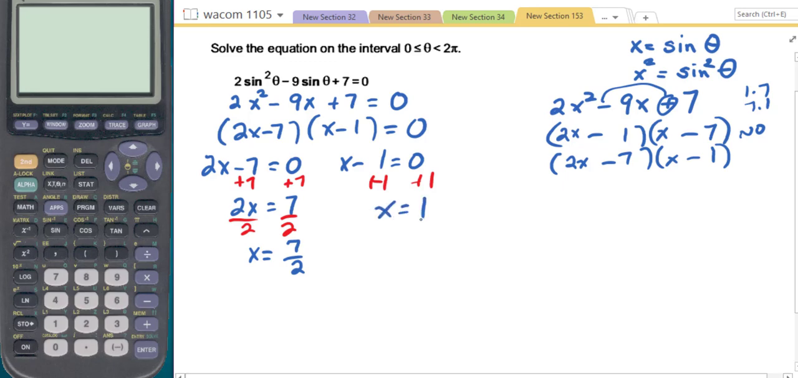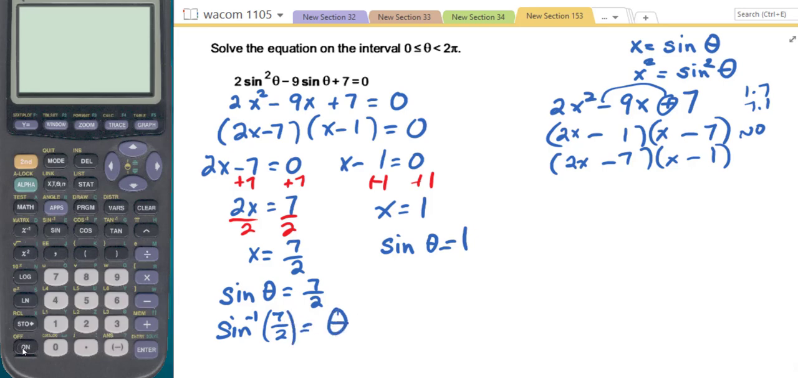Now, remember in a substitution problem, you have to substitute back. So I need to replace the x with sine of theta. And here, sine of theta equals 1. And so now we need to solve these two for sine of theta. So let's do sine inverse of 7 halves, that's not one I recognize, equals theta.